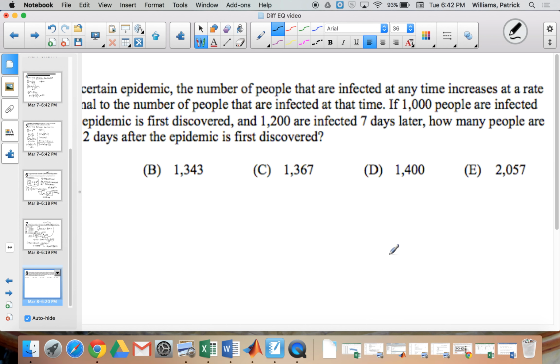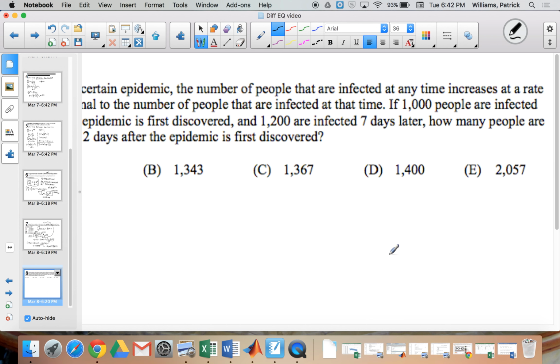Okay, if you gave this one a try, notice that there's a very key phrase right in the first sentence of this problem: the number of people that are infected at any time increases at a rate proportional to the number of people that are infected at that time. That statement is telling us that, let's say P is people infected, and people goes P-E-O.